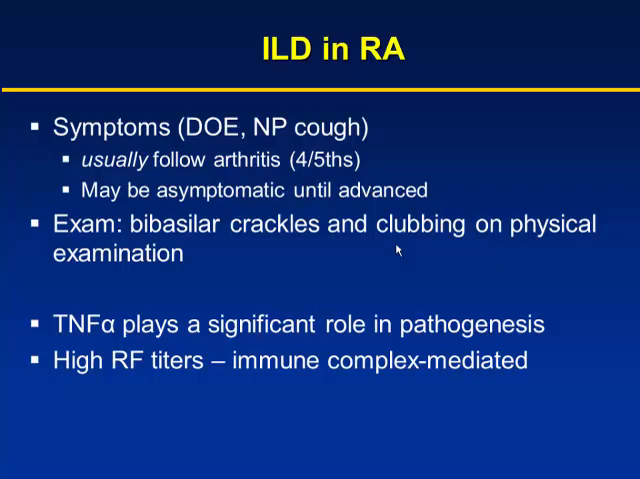On exam, again, you'll get your basilar crackles that get better as you go up to the upper lung fields. They sometimes do have clubbing as well, which overlaps with IPF sometimes. We all know that TNF-alpha does play a significant role in the pathogenesis, and the mechanism of the lung injury may be the antigen-antibody complexes initially that go into the lung, cause the injury, the neutrophils come in, and later the lymphocytes come in and cause your interstitial lung disease.